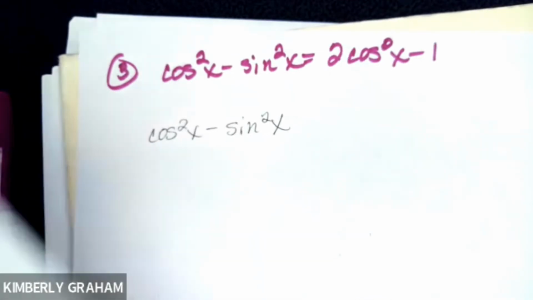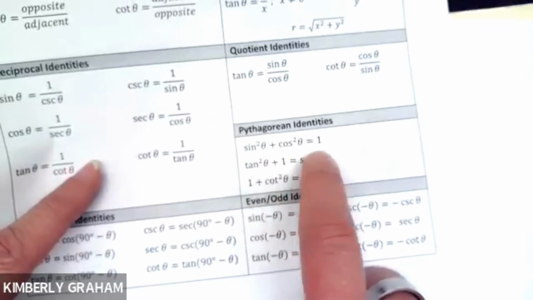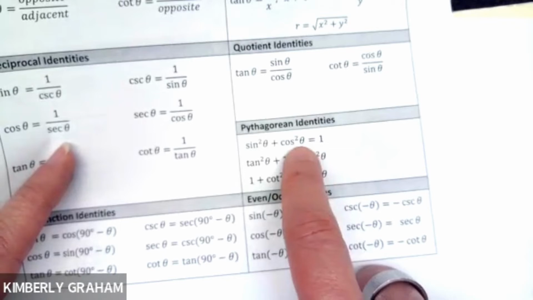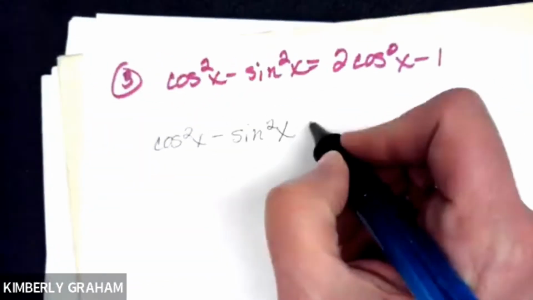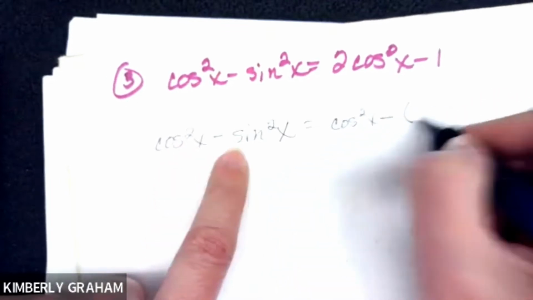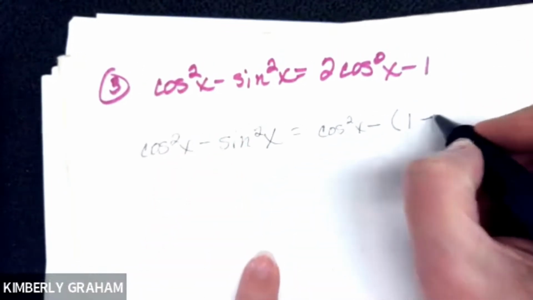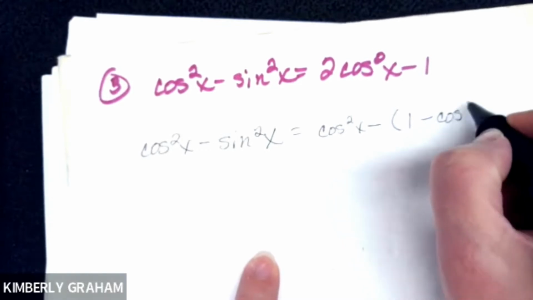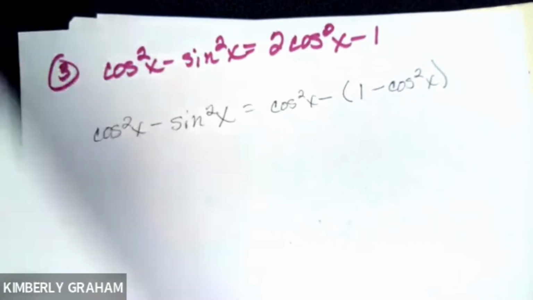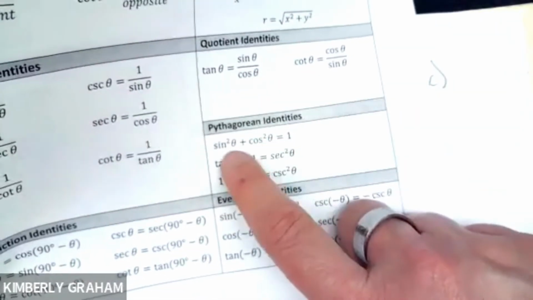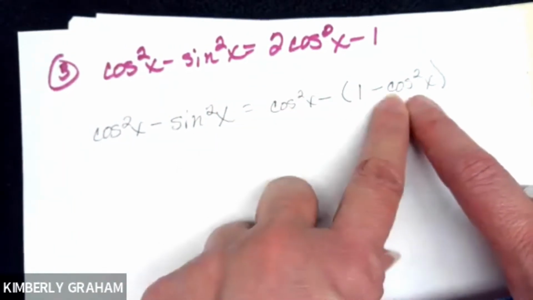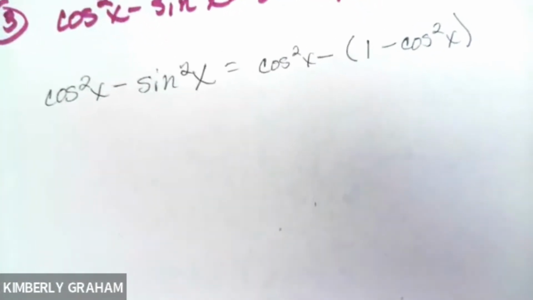Well, I know that I can rearrange this Pythagorean identity to solve for sine squared. It would be 1 minus cosine squared. Okay. So I've got this cosine squared x, and then I'm going to subtract parentheses 1 minus cosine squared x. Okay, so I just rearranged this Pythagorean identity to solve for sine squared, and I replaced sine squared with this. Now this is all in parentheses.